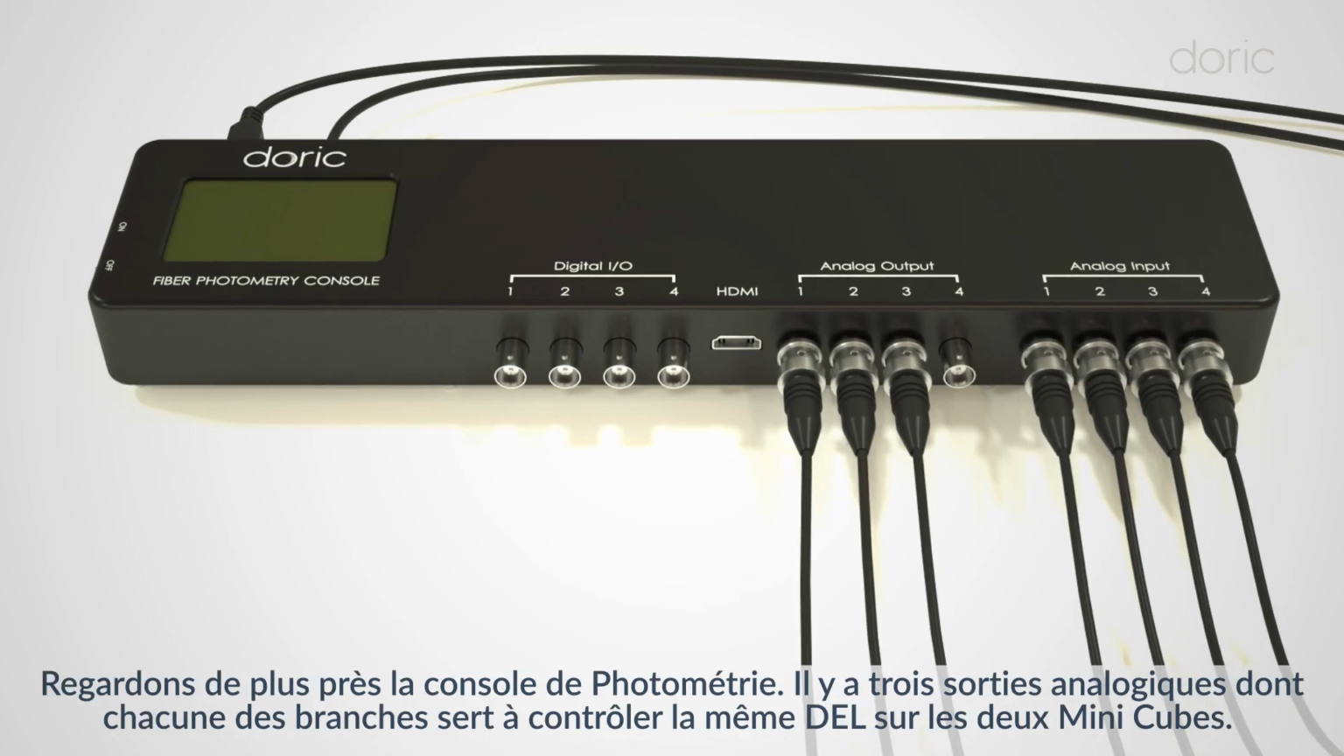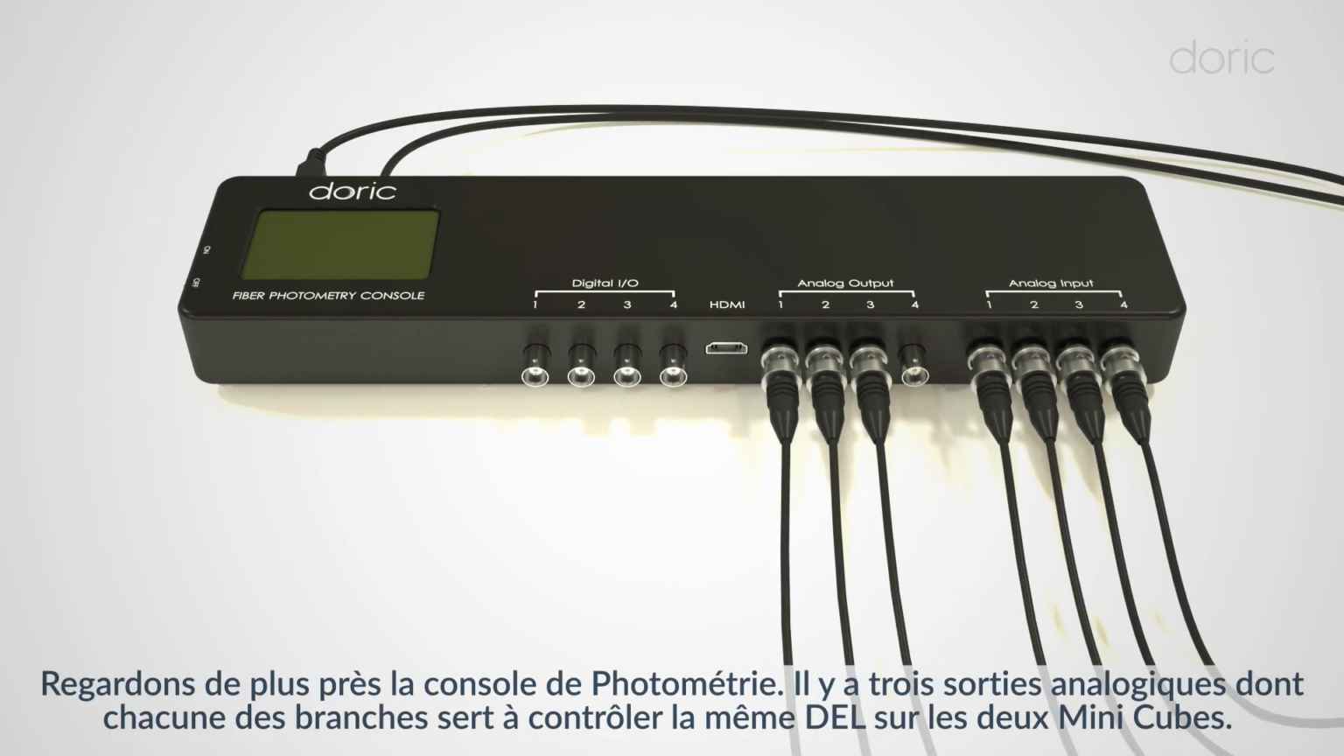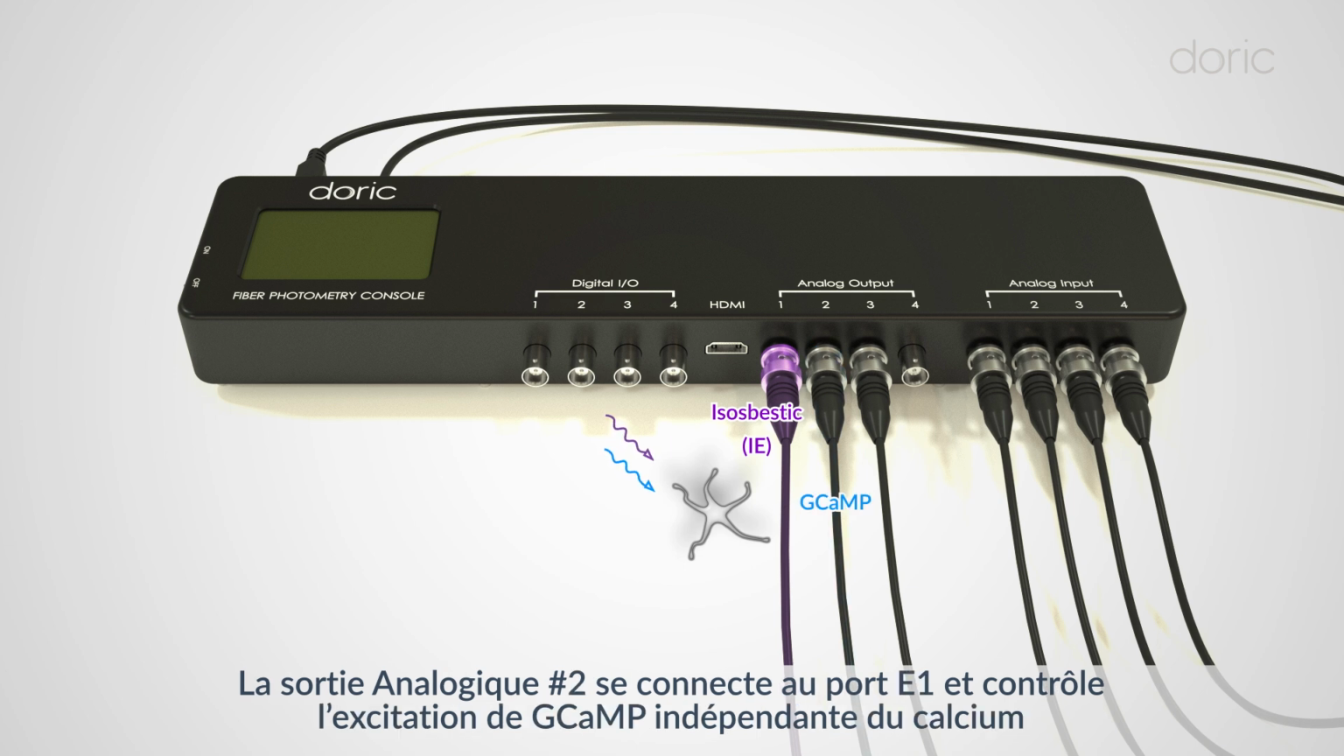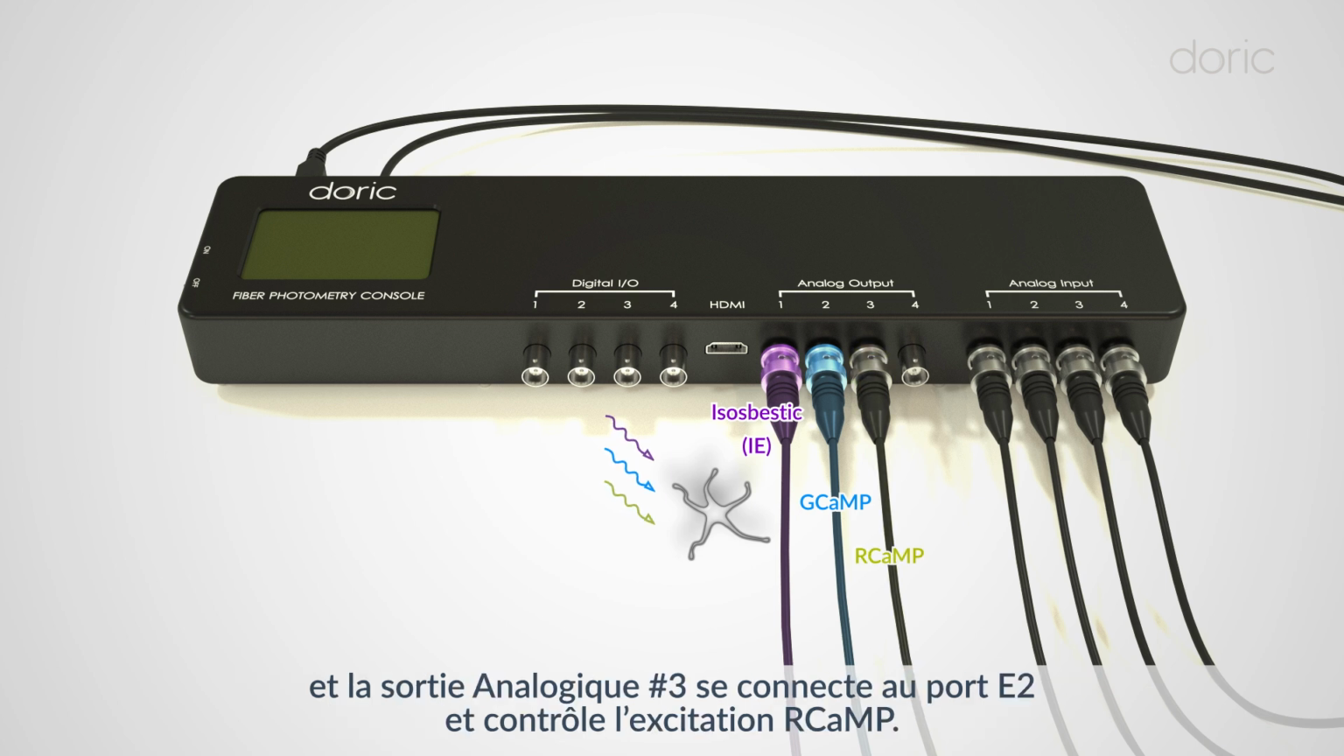Let's take a closer look at the fiber photometry console. There are three analog outputs, each of which branch to control the same LED on both minicubes. Analog out 1 connects to the IE ports and controls the isosbestic excitation. Analog out 2 connects to E1 ports and controls the GCaMP calcium-dependent excitation. And analog out 3 connects to E2 ports and controls the RCaMP excitation.